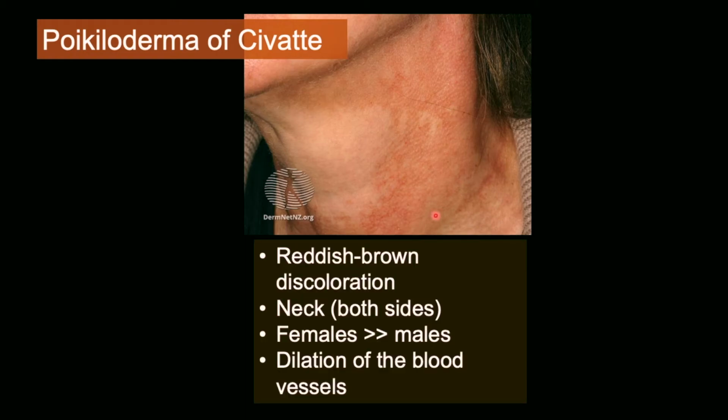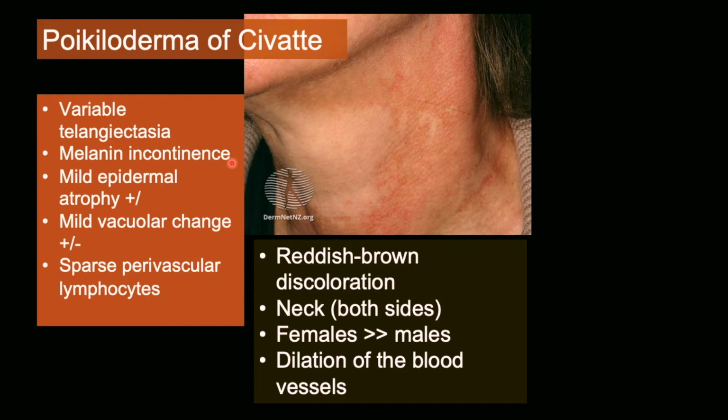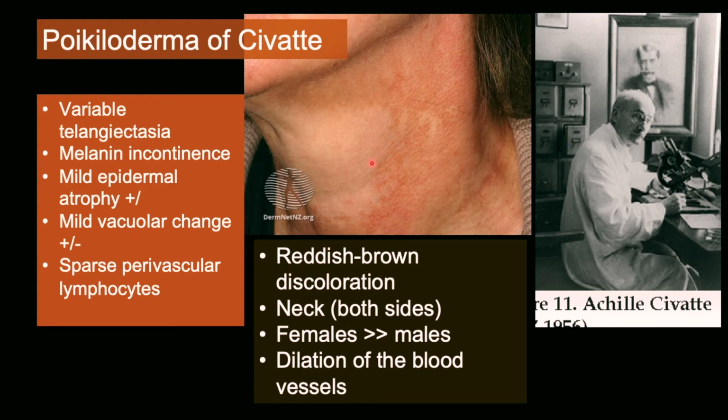females. It is related to the telangiectasias of the skin, where it appears as a reddish brown discoloration on the neck, most commonly on both sides, and the blood vessels here are dilated, and we see also melanin incontinence. Sometimes we see a mild atrophy of the epidermis. Sometimes also we see vascular changes along with sparse perivascular lymphocytes. It was named after the French dermatologist Civatte.